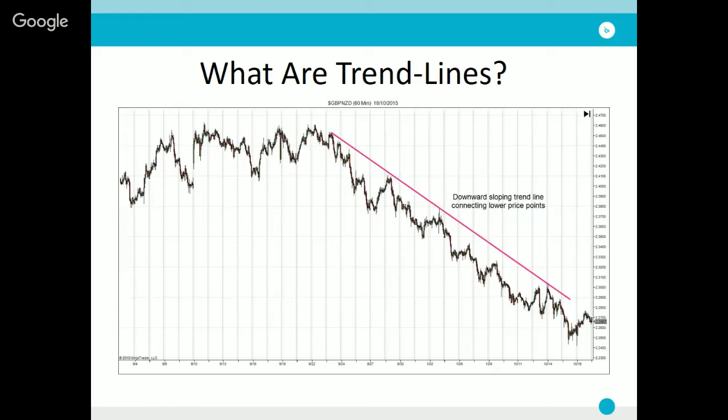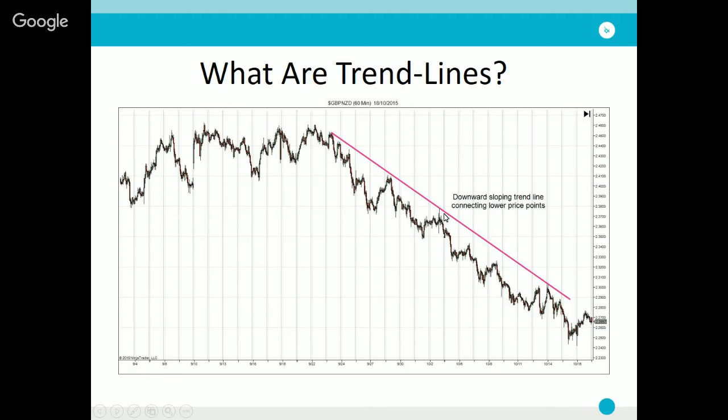So here we have an example of a clear bearish trend line. You can see that we've connected our outermost price points. In this bearish instance, we're connecting falling swing highs. So we're collecting a series of lower swing highs to give us our bearish trend line.